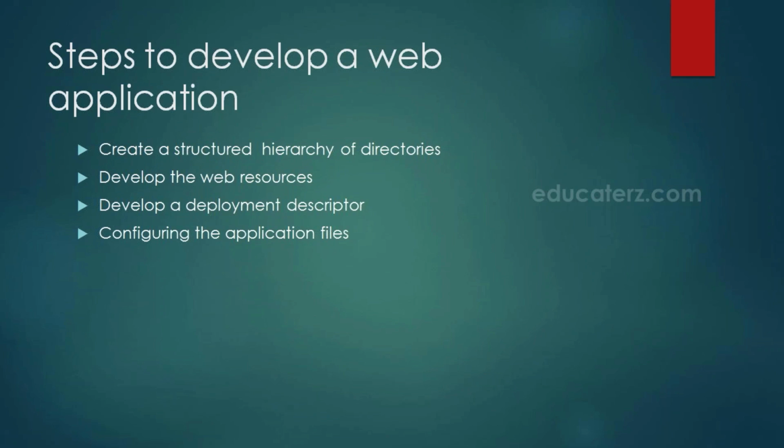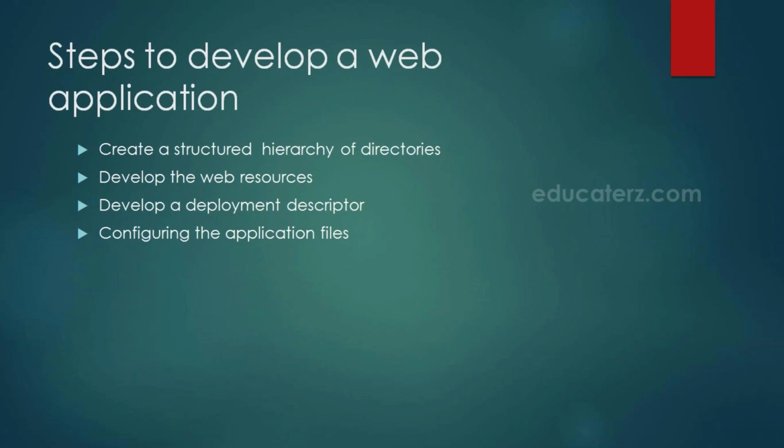Next, we need to develop the web resources, like HTML documents, image files, servlets, JSPs. All such resources have to be developed. Next is we need to develop a deployment descriptor. It is nothing but a file whose name and extension would be web.xml. Only one such file needs to be developed, and it is mandatory. It's a normal text file. Name should be web and extension should be .xml. They cannot be changed. If it is changed, the container doesn't understand the file.